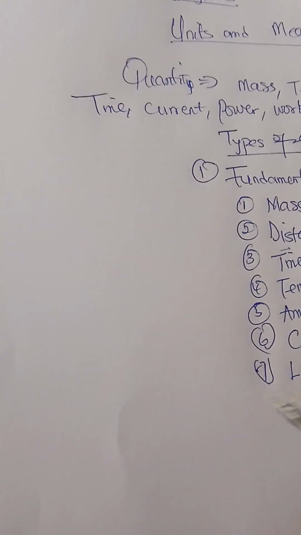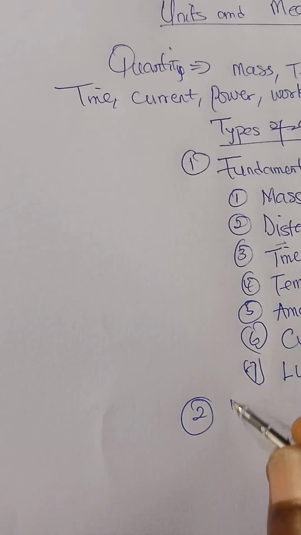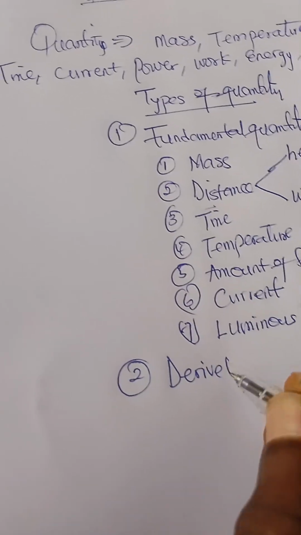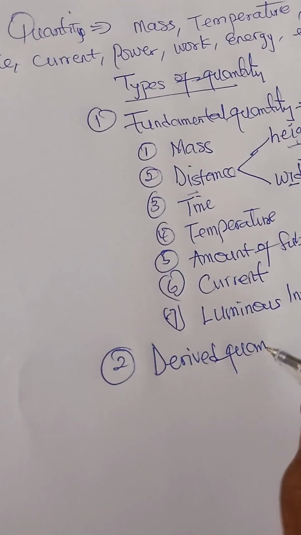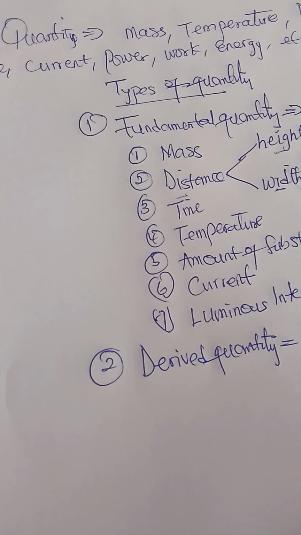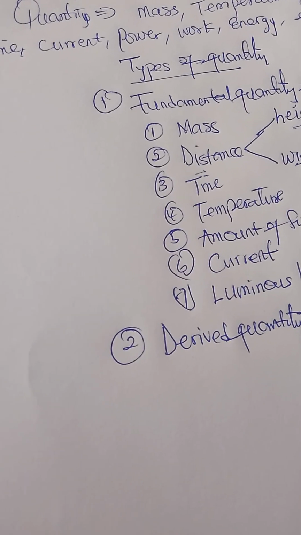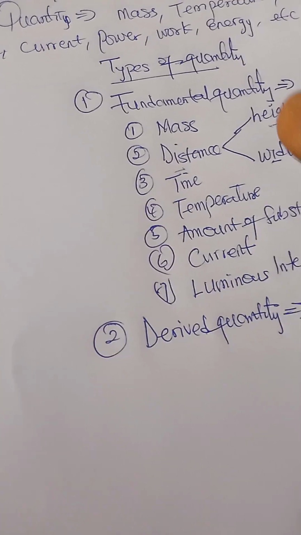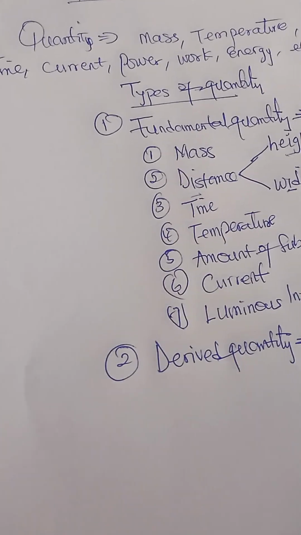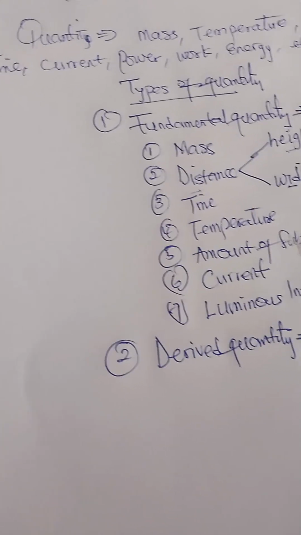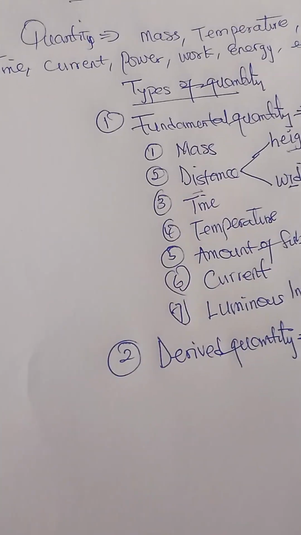The next type of quantity we have, which is number 2, is derived quantity. What is a derived quantity? A derived quantity is a quantity that is gotten from the combination of 2 or more fundamental quantities. So when you combine 2 or more fundamental quantities, it gives you a derived quantity.